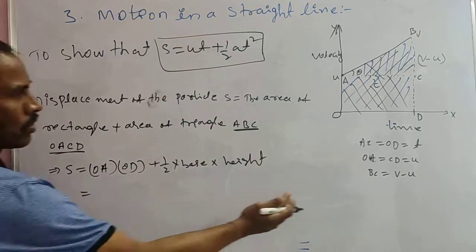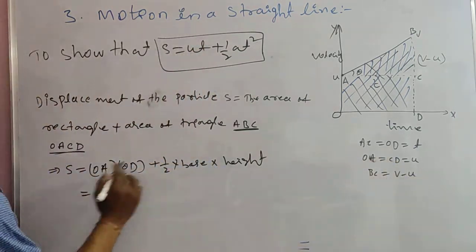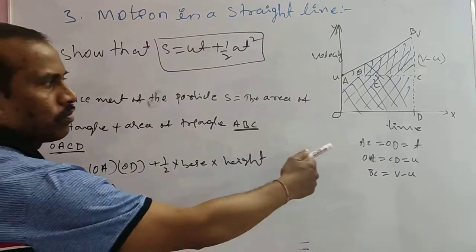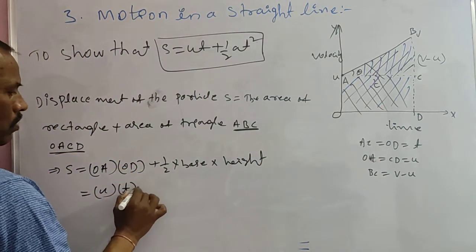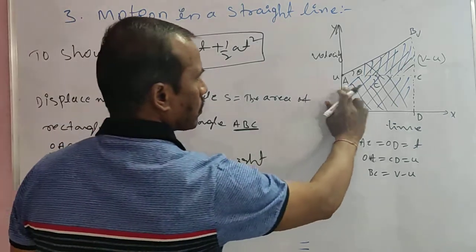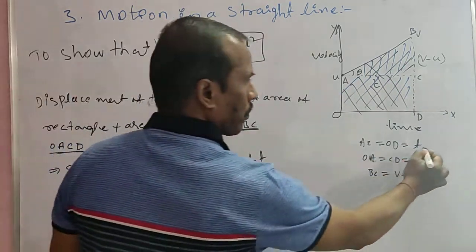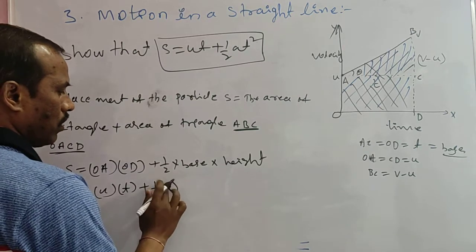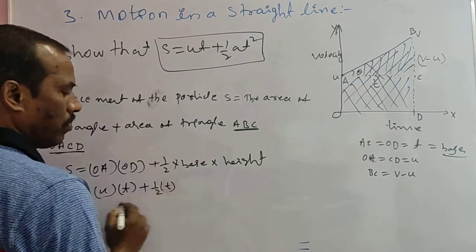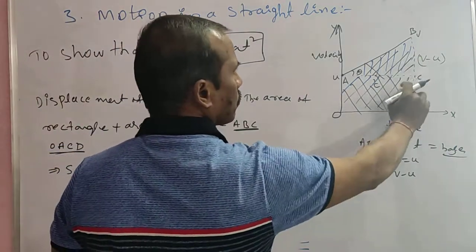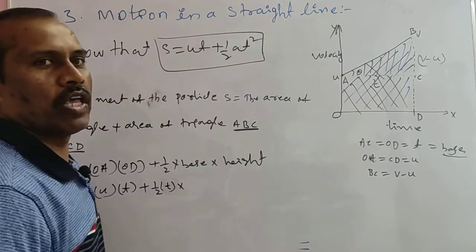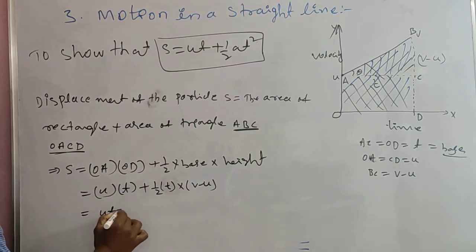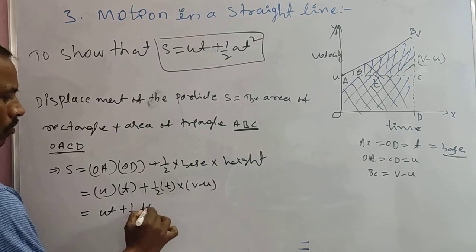Now OA is equal to U, so OA into OD is U into T, where OD is nothing but time, plus half into base, which is T, into height, where the height BC is nothing but V minus U. Now simplifying: UT plus half T into (V minus U).